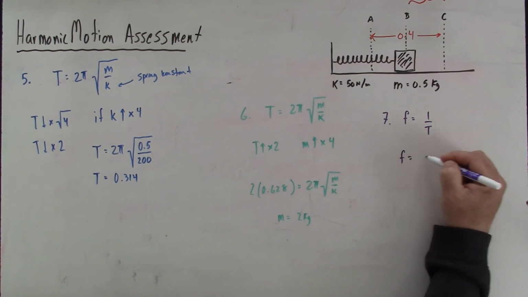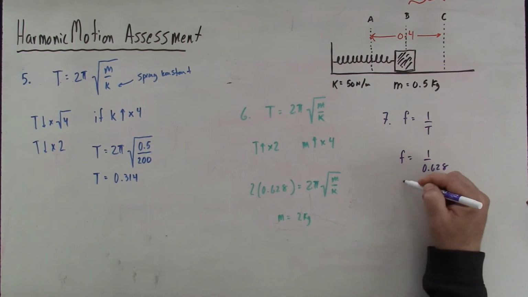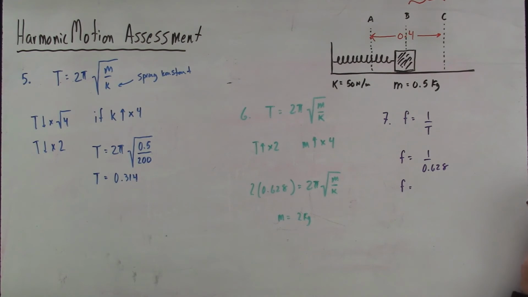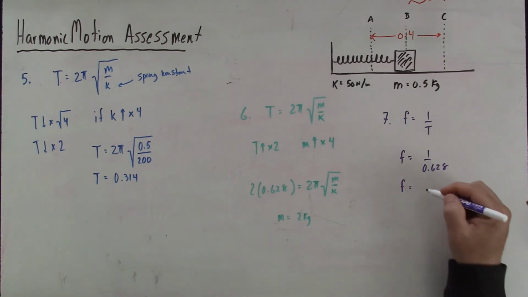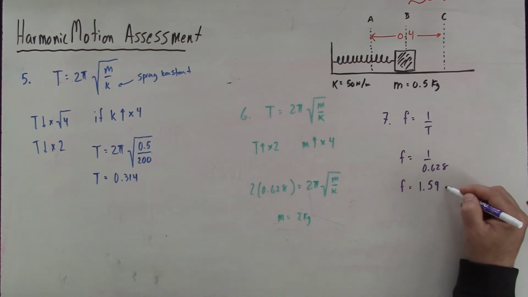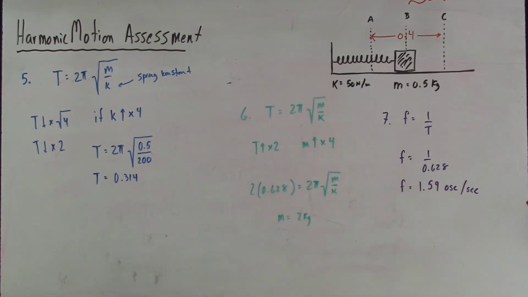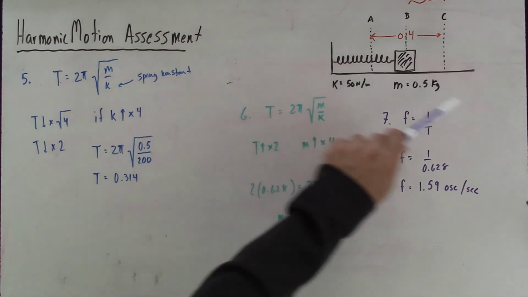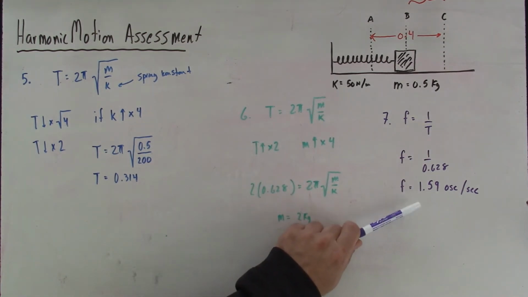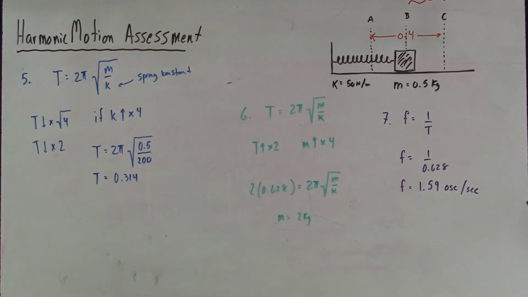So in this case, frequency would be equal to 1 over 0.628. And that's 1.59, and this is oscillations per second. So it only takes 0.628 seconds to go back and forth, which means that it can do 1.6 oscillations for every 1 second.